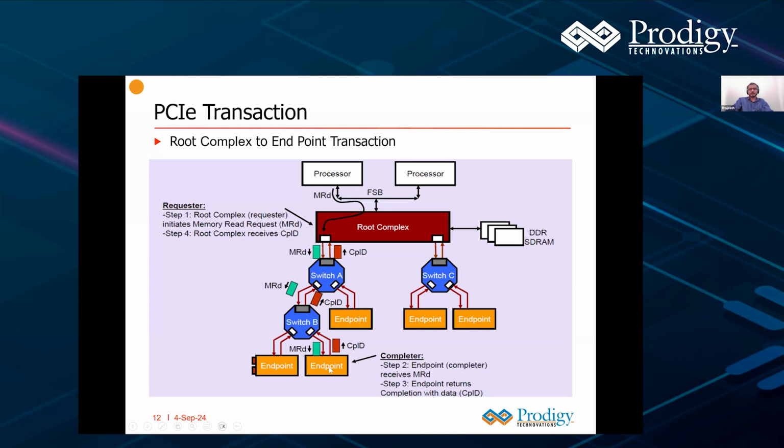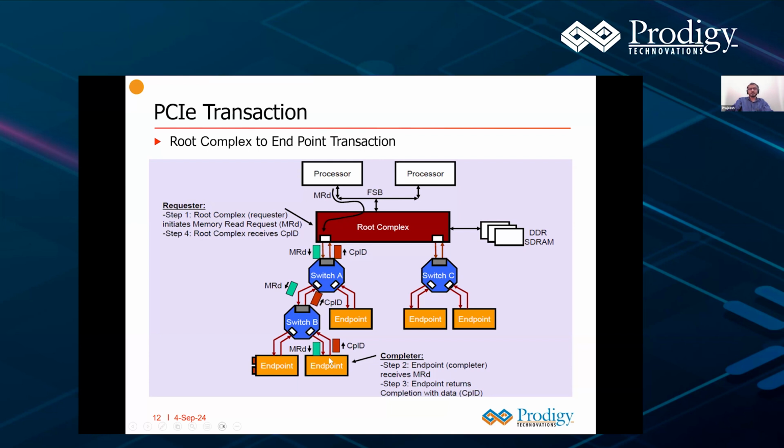Once the request reaches the endpoint, it processes the request, and since it is a read request for reading data, it responds with a completion with data packet, and that packet gets routed back to the root complex. The procedure is the same even if the endpoint initiates the request to read from the host memory or the root complex memory. The only difference is it starts from the endpoint, the request reaches the root complex, and the root complex returns the data. In this whole data flow, the TLP packets move from the root complex to the endpoint.